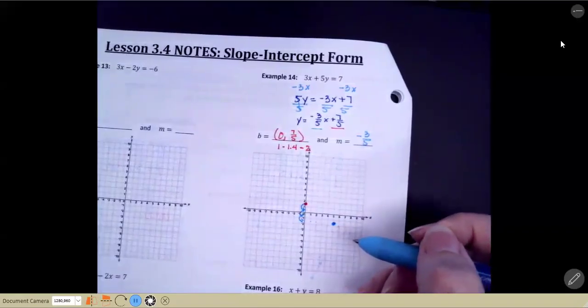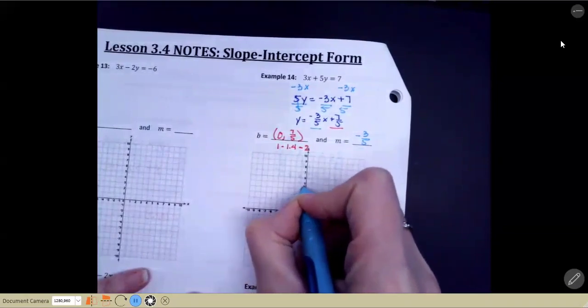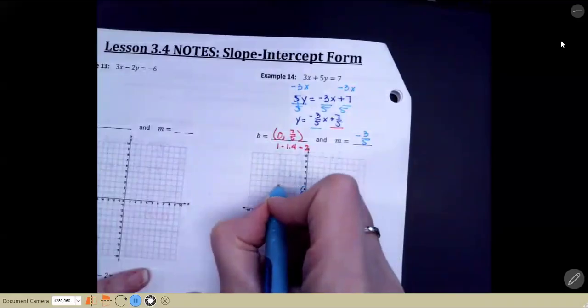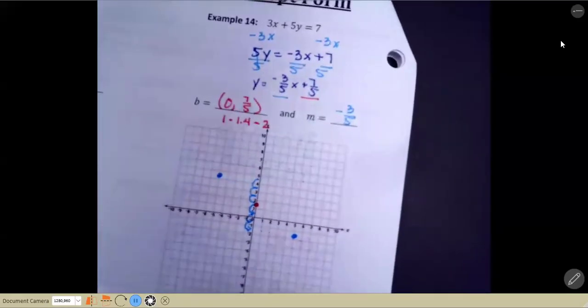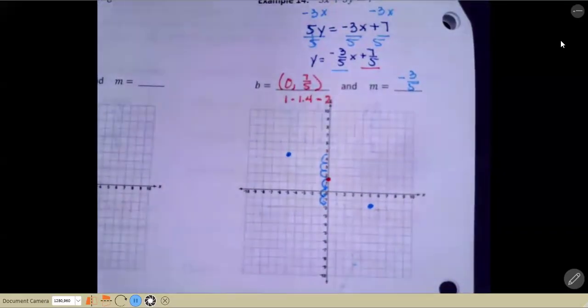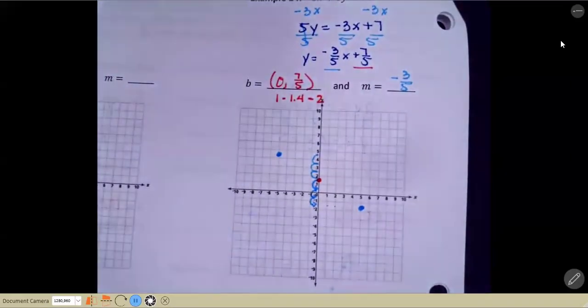Okay. Now, if I go up, I do the same thing. I go up 1, 2, 3 in the middle of the box, and then I go over 1, 2, 3, 4, 5. So I'll be in the middle of the box. I'm going to zoom in just a little bit so you can see what I'm talking about. All right. And then I am going to graph my line.